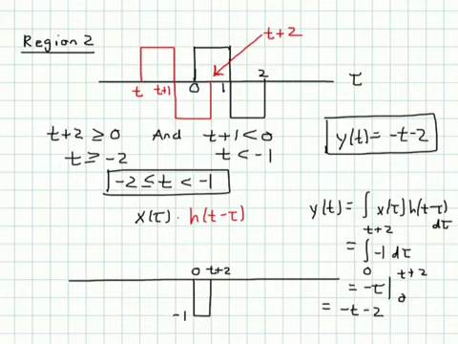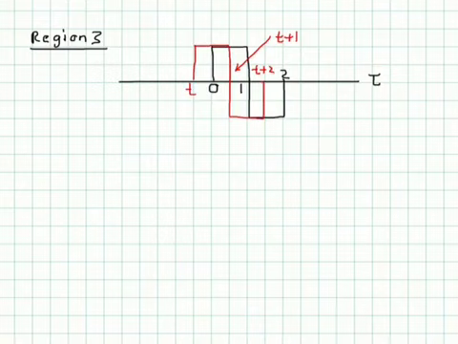Now we will find the next region. We're going to keep sliding this signal to the right and we'll find the next region. Alright, so here's region 3. I've sketched what region 3 should look like. And what is this region defined by? What are the intervals?